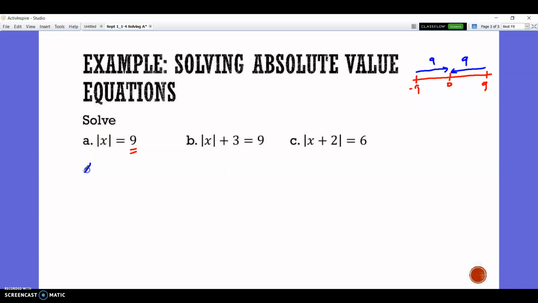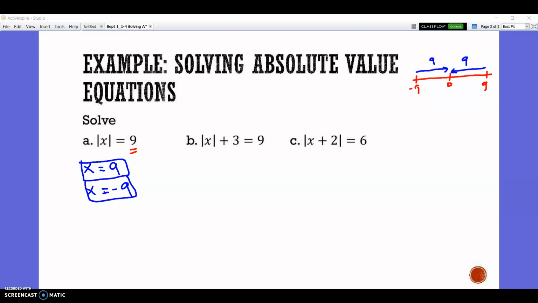So x could be either 9 or it could be -9. So there are two answers here, 2 solutions. X is 9 and x is -9. And if we plug that in, absolute value of 9 is 9. The absolute value of -9 is also still 9.